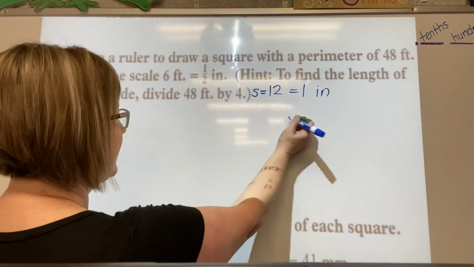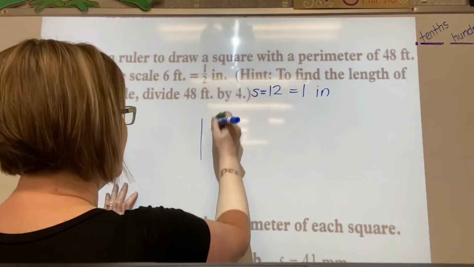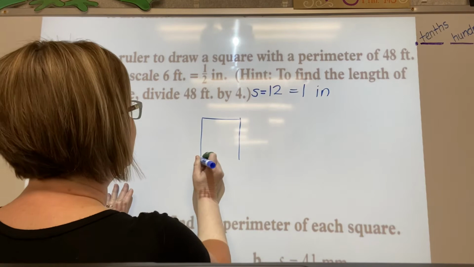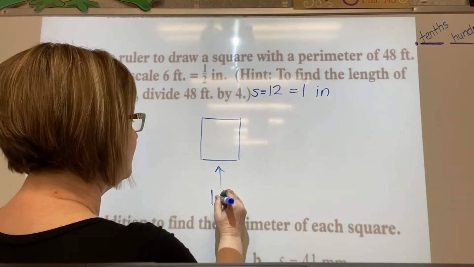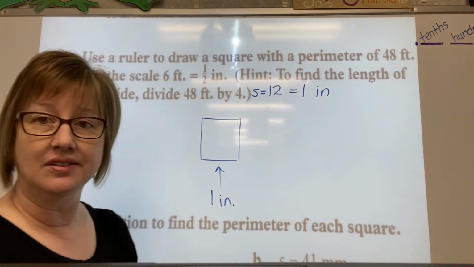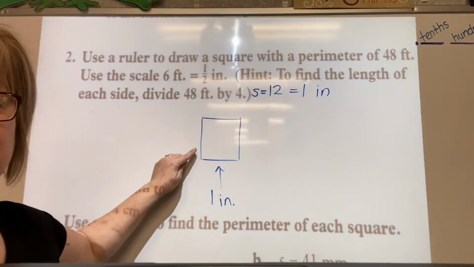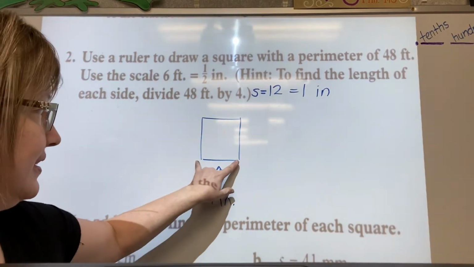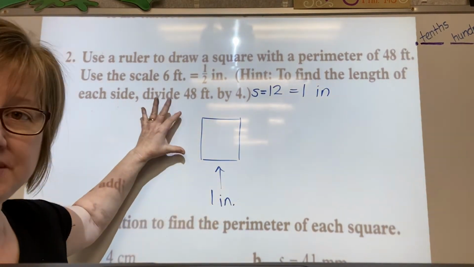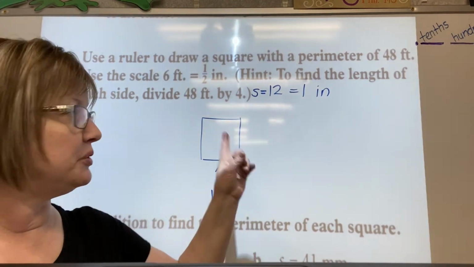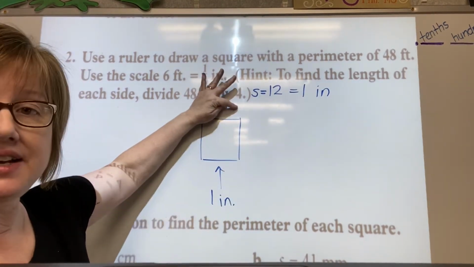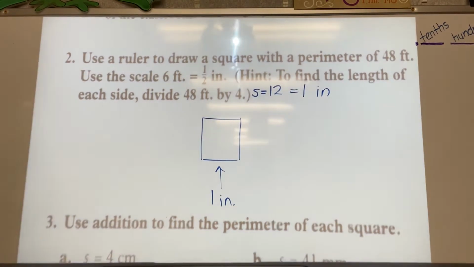So you're going to make, with your ruler, a square where each side is 1 inch wide. Okay? Is that 1 inch? No. This is like about 3 or 4 inches, but I've made it big for you to see. So use your ruler. Each side should be 1 inch. That's what they're wanting you to do there.